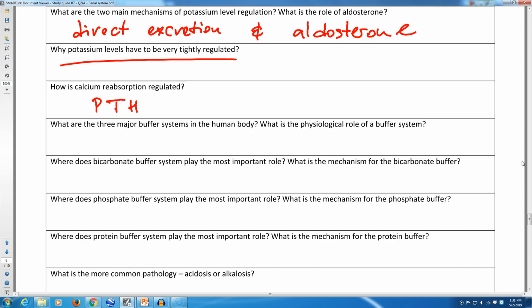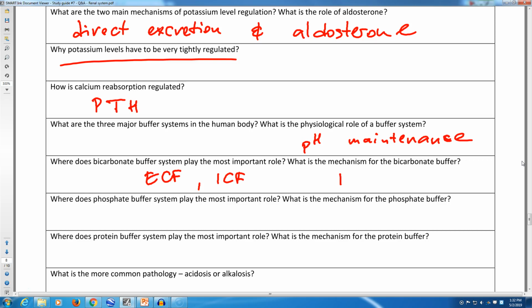Three main buffer systems. So let's talk about this. Physiological role is pH maintenance. Bicarbonate system plays the most important role in extracellular fluid, also in ICF to a lesser extent.